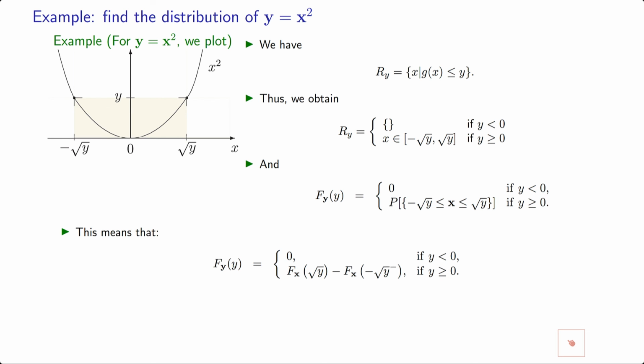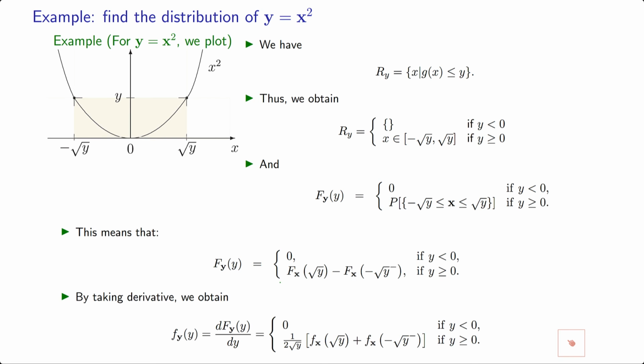So if you know the distribution of x, you just plug it in. You replace x by square root of y. You replace x by minus square root of y. You subtract it, you have it, and you have the CDF here. If you calculate the derivative of this with respect to y, you get the PDF for y.